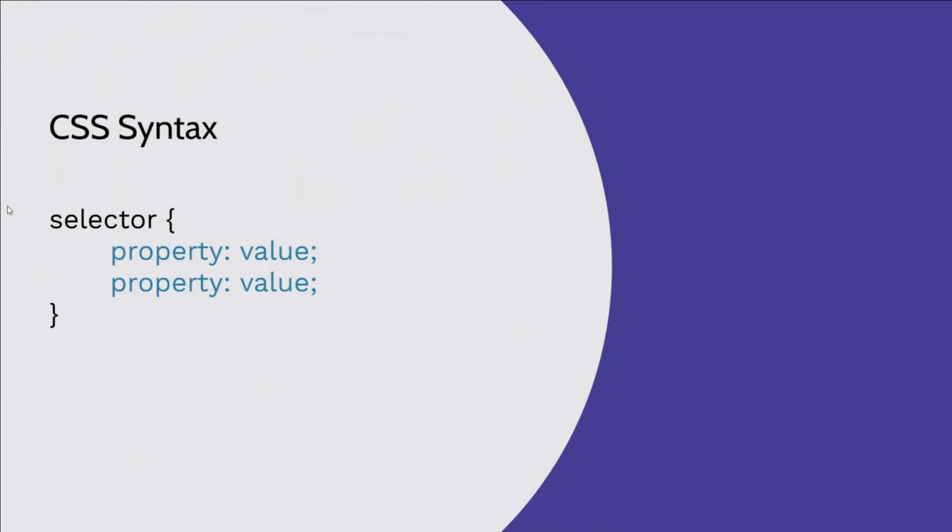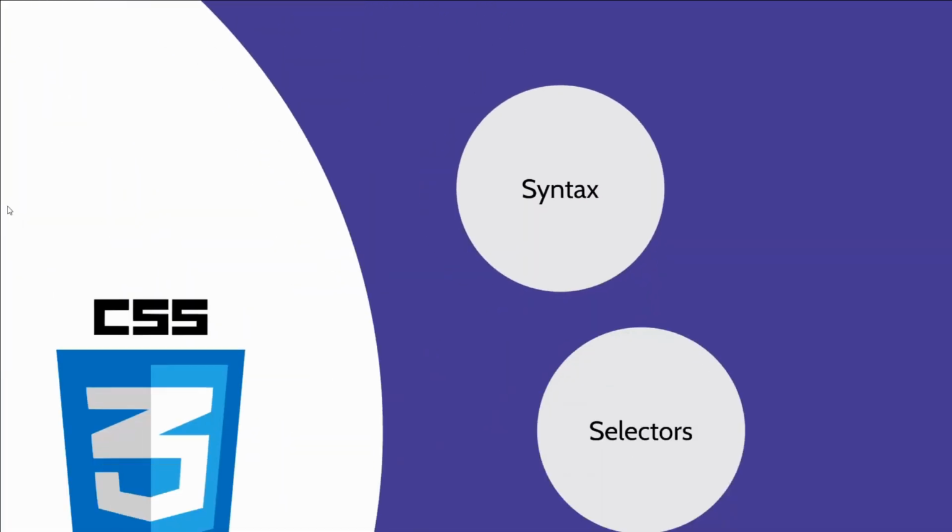Let's look at the syntax now. The basic CSS syntax includes a selector, curly braces and property value pairs. The selector is used to target the element that we want to apply the styles to. Property value pairs declare the style that we need, enclosed in curly braces. Now we can use different selectors. Let's take a look.